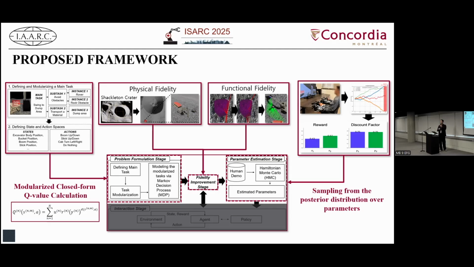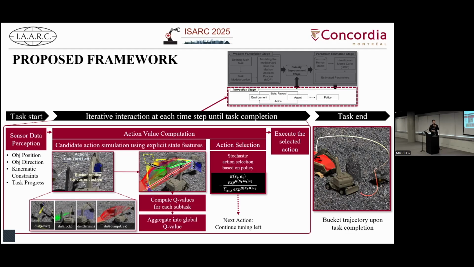And then the next step is parameter estimation, where the agent estimates the parameters of the human by using the sampling method. In this case, the parameters are reward values and the discount factors. Once everything is done, the estimated parameters are applied to the Excavator agent, and then the agent will interact with the environment. The interaction is an iterative process until the given task is done.